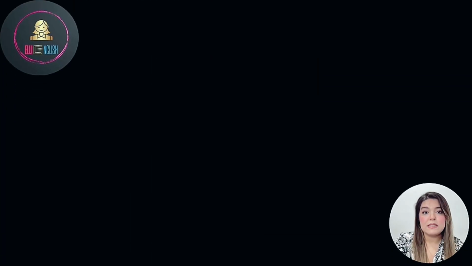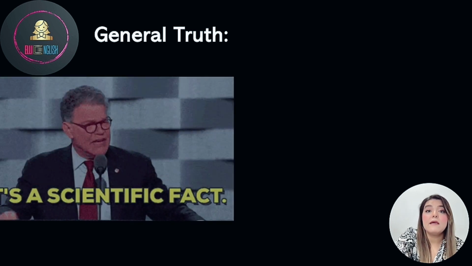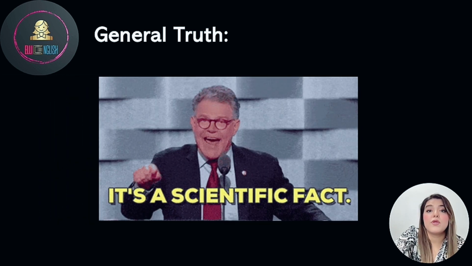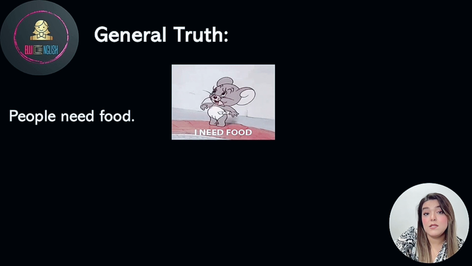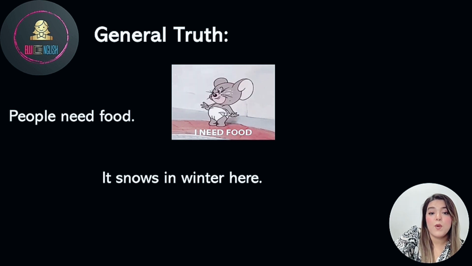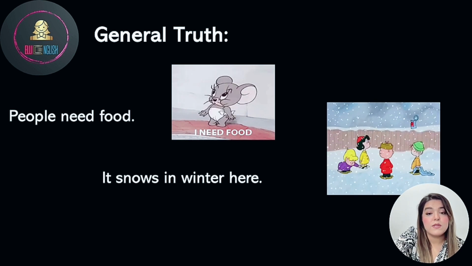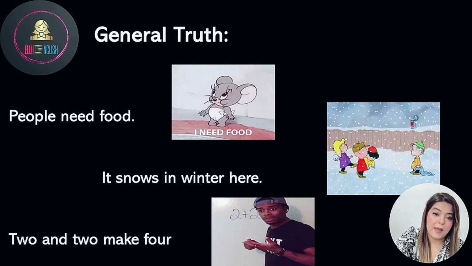We use the present simple when something is generally or always true. So we can use this tense for scientific fact or general truth, something that everybody knows about that. Look at the example. People need food. This is a scientific fact. It snows in winter here. 2 and 2 make 4.